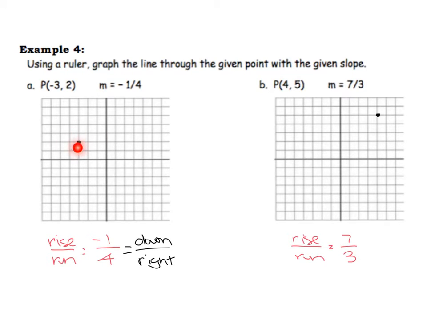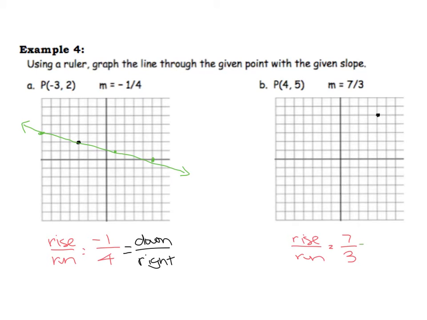Notice I already have my point plotted at -3, 2, and I'm going to use my slope here going down 1 and to the right, 1, 2, 3, 4 to plot more points. Down 1 to the right, 1, 2, 3, 4. And I can always move the opposite direction, which would be to go up 1 and to the left, 1, 2, 3, 4. So once I have all those points, now obviously, since you guys have a ruler that you're using, this line should be super straight. So forgive me for not having it super straight. All right, and you guys go ahead and do B on your own.